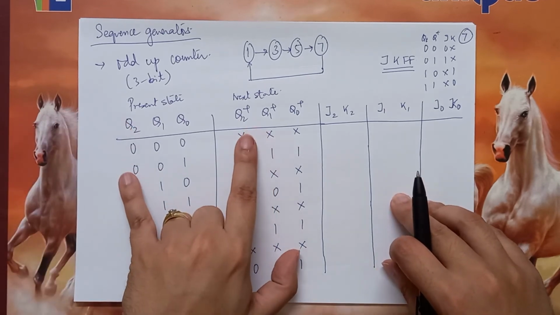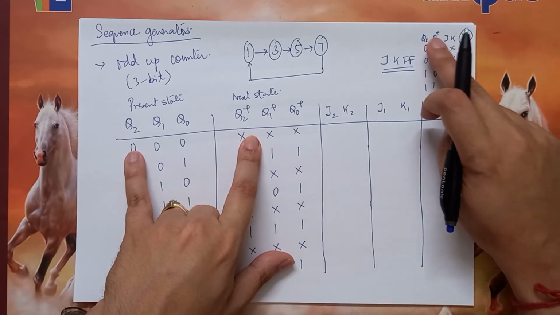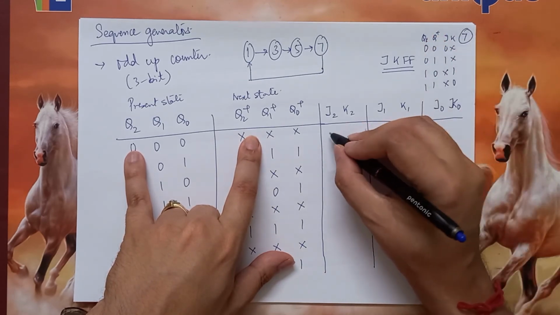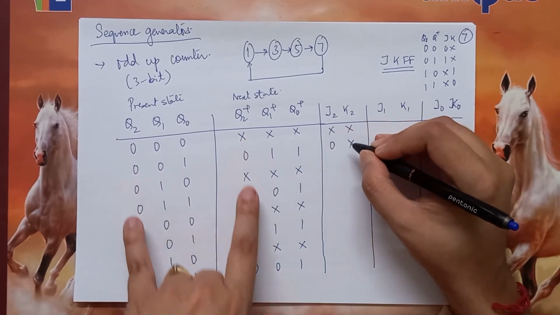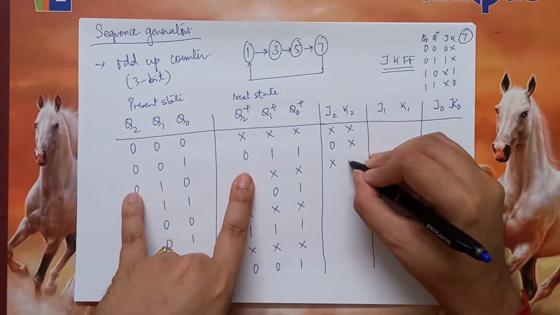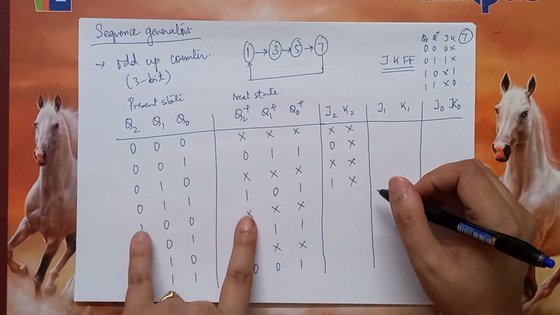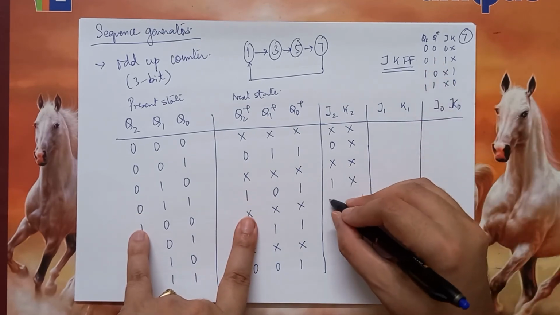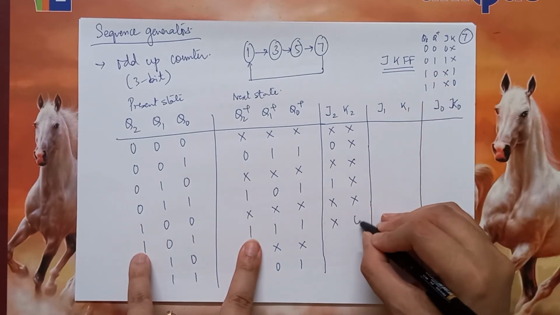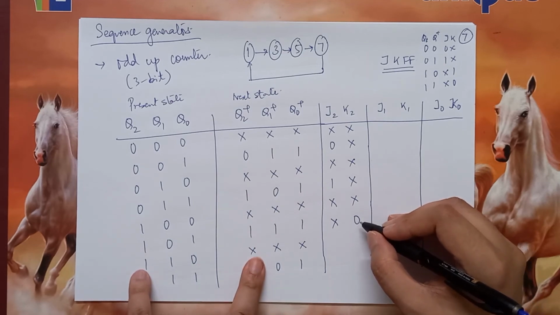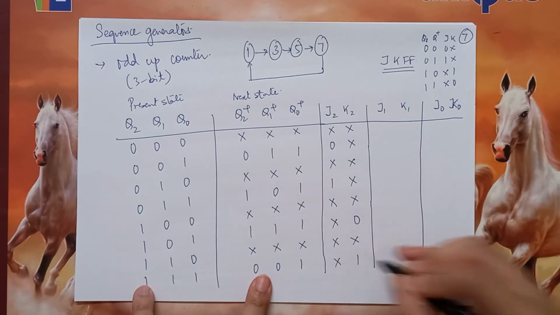So let's look at Q2 and Q2 plus. 0 don't care means it could be either of the first two states, so therefore it is don't care, don't care. 0, 0 is 0 don't care. 0 don't care again is don't care, 0, 1 is 1 don't care. 1 don't care could be any of these, so again it is don't care, 1, 1 is don't care 0. 1 don't care is don't care, 1, 0 is don't care 1.